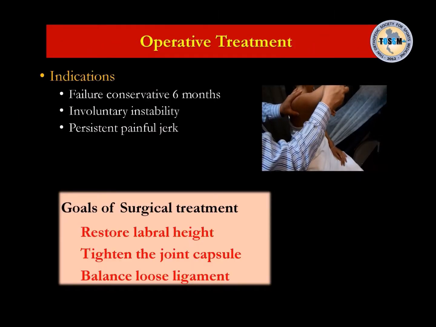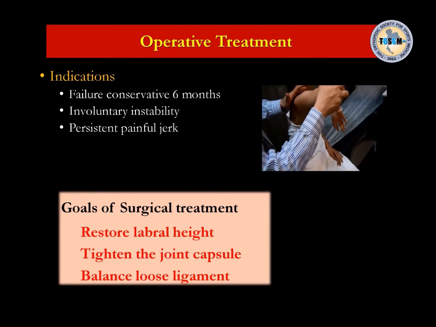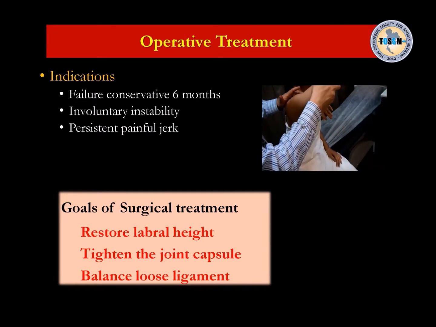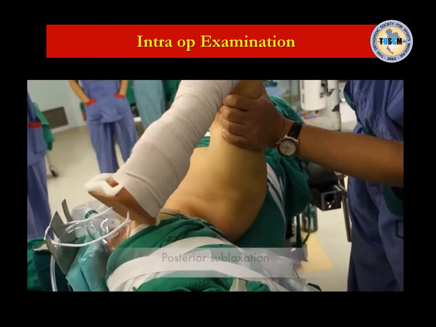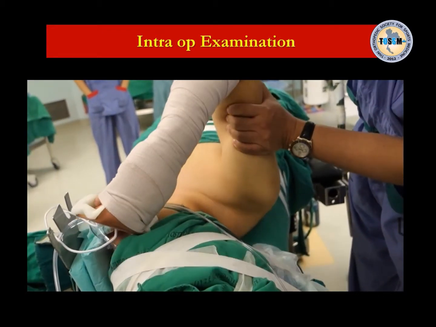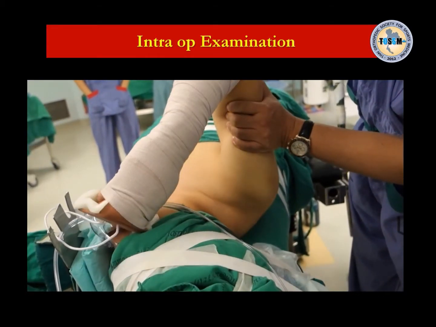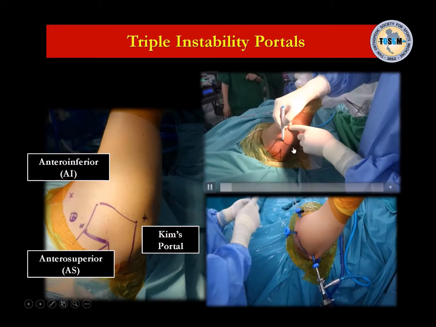Indication for surgery is failed conservative treatment for at least 6 months, involuntary instability and persistent painful jerk. Our goal is to restore the shoulder stability. This is my position. I put the patient in supine, with traction on the same side, not lateral decubitus. Always check the patient's stability every time before surgery. And we use the triple instability portal, only 3 portals.